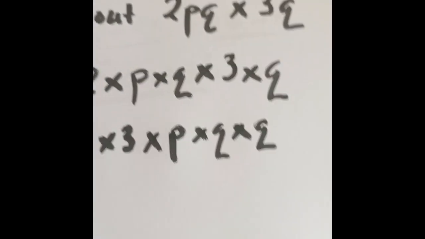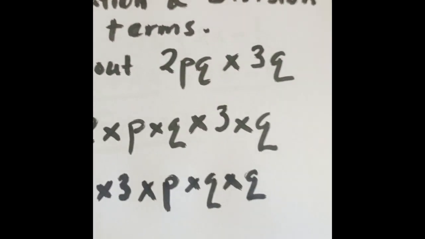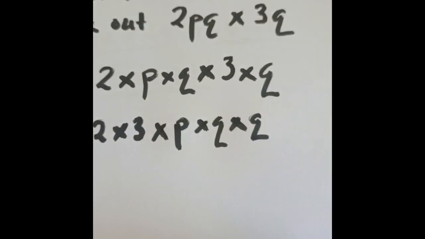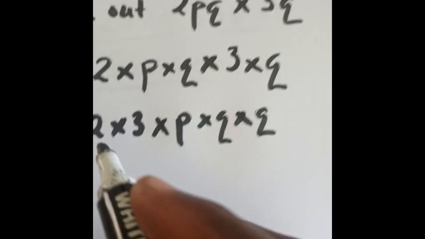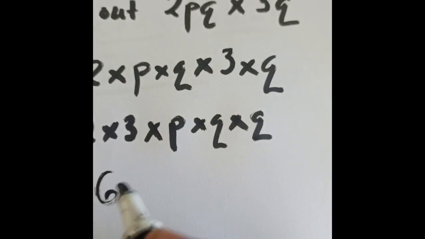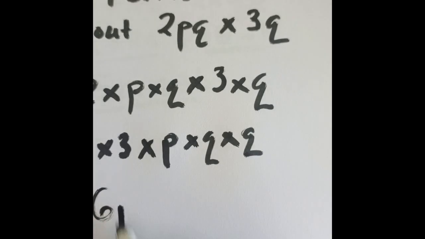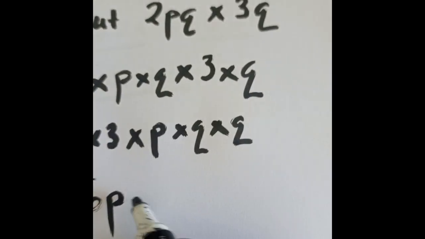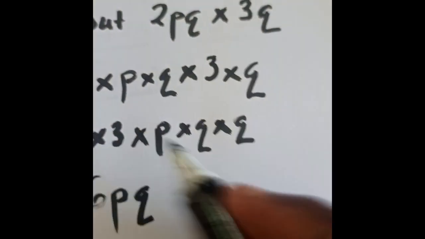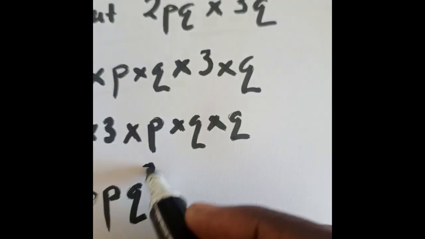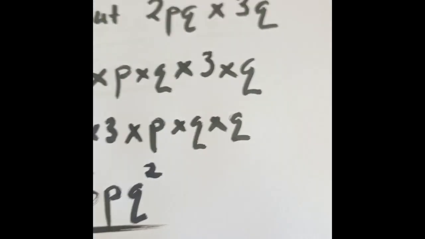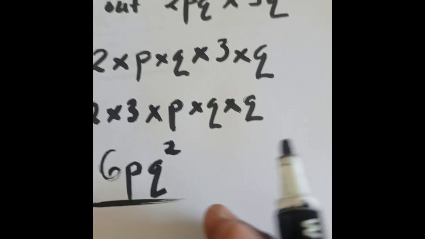So in our case here, the product of 2PQ and 3Q becomes 6P, and then Q, because Q is multiplied by Q, so Q square. So this is the product.